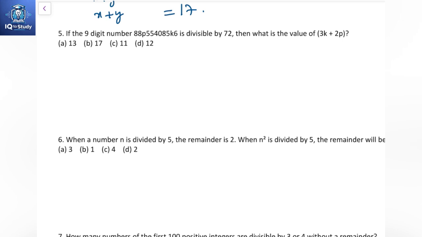If the 9-digit number 88P554085K6 is divisible by 72, then what is the value of 3K plus 2P? 72 means it should be divisible by both 8 and 9. Let's check with 8 first.